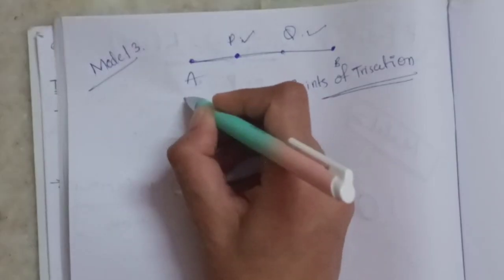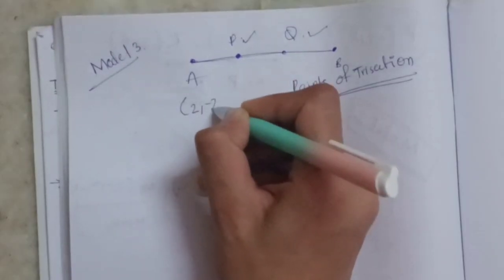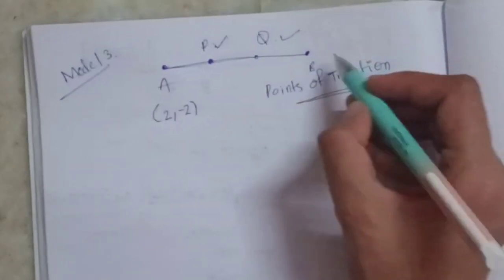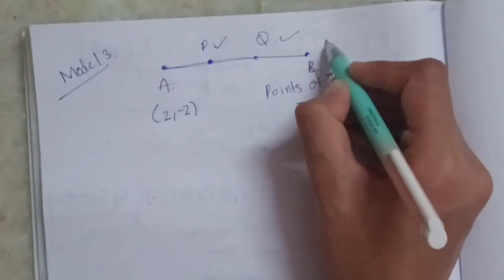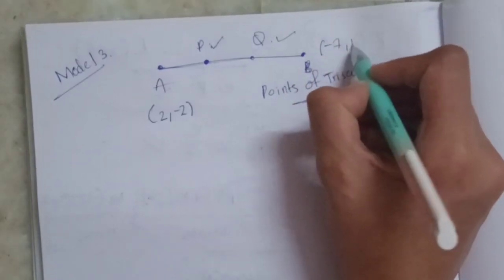Let us say point A is 2 comma minus 2. Okay, and point B is minus 7 comma 4.